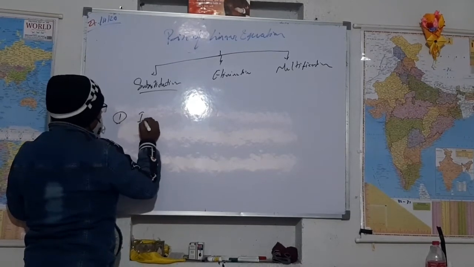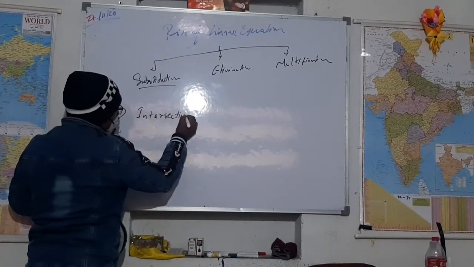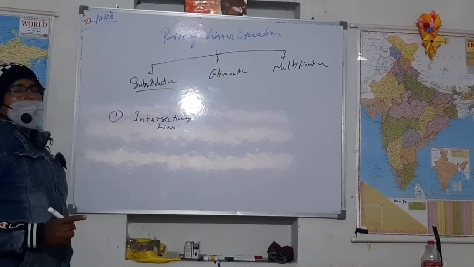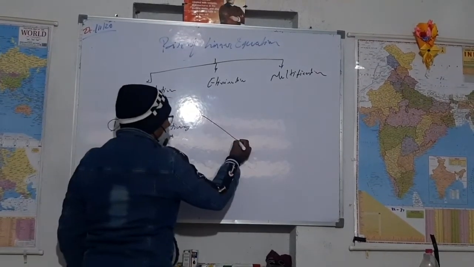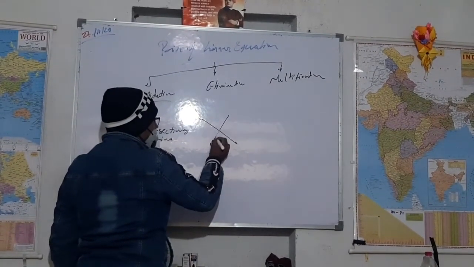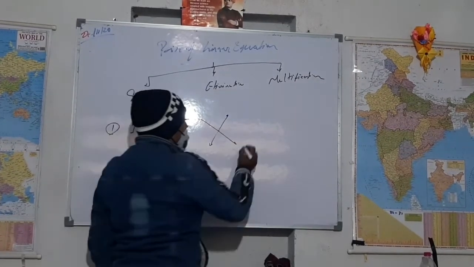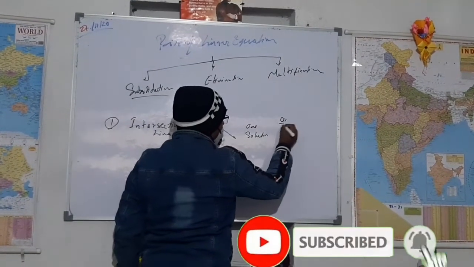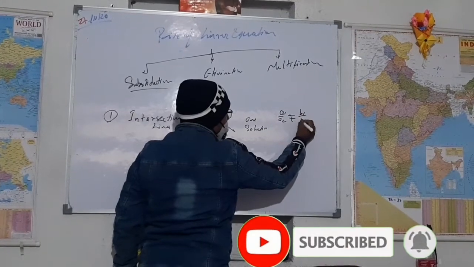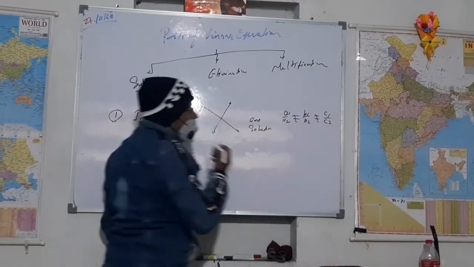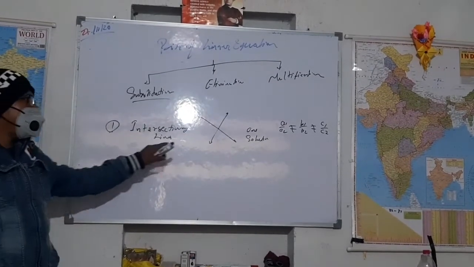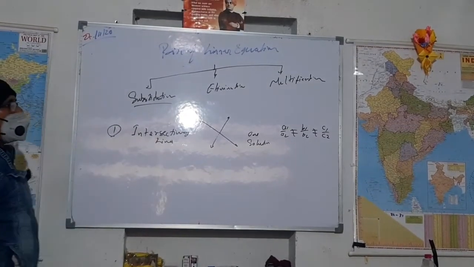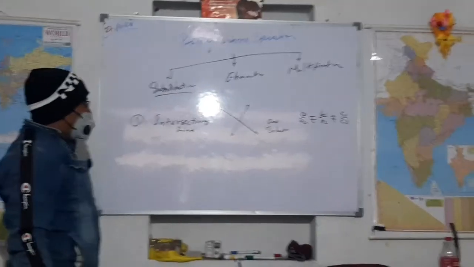First, intersecting lines. Intersecting means two lines cut each other. That means in the graph there are two lines, and the point where they cut is called one answer. How many answers? One solution. The formula is A1 by A2 not equal to B1 by B2 not equal to C1 by C2.